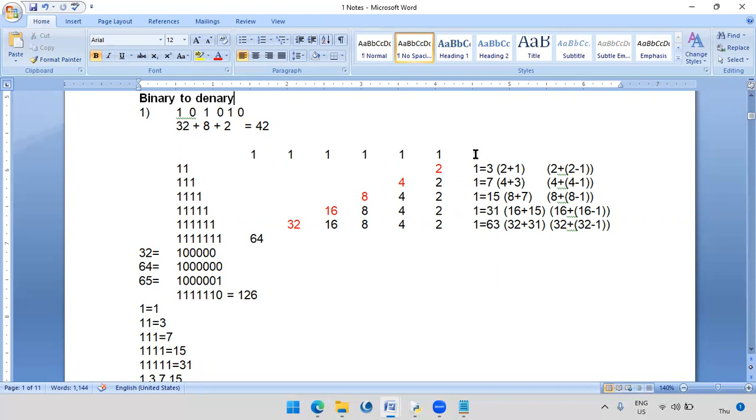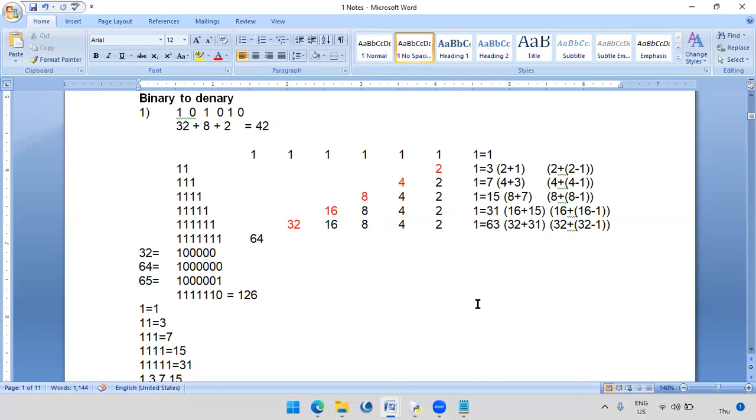If you have just 1, the value is 1, right? You have 2 ones, this and this. That means 2 plus 1 is 3. Then if you have 3 bits, 1, 2, 4, the value of this bit is 4. 4 plus 2 plus 1 is 7. And this 8: 8, 4, 2, 1, that's 15. If it is 16, this becomes 31. If it's 32, this becomes 63.